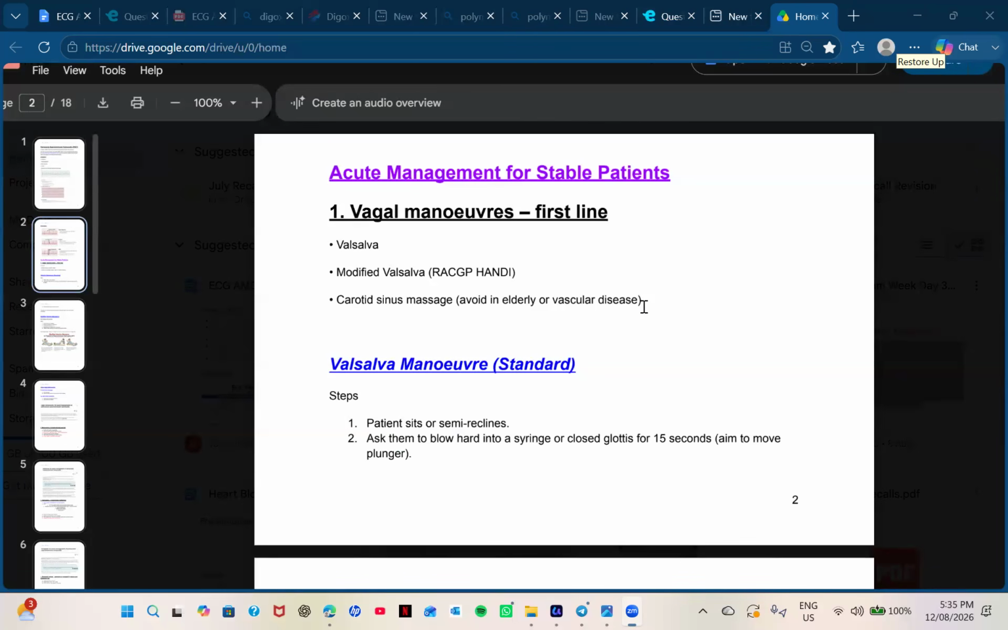You have to start with the vagal maneuver, right? We have different types of vagal maneuvers. We have Valsalva, the standard Valsalva, the modified Valsalva, and we have carotid sinus massage, and in the pediatric population we have ice water immersion, right?